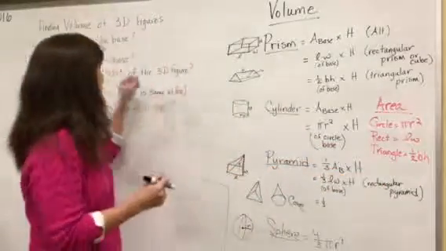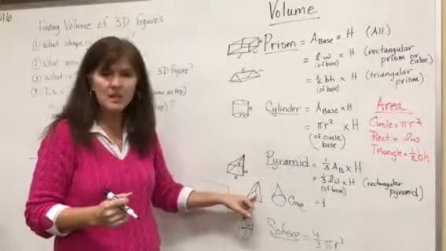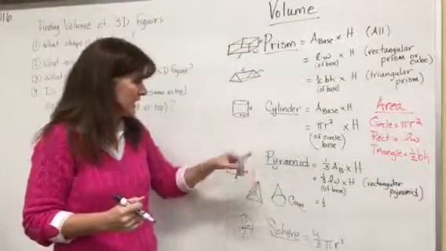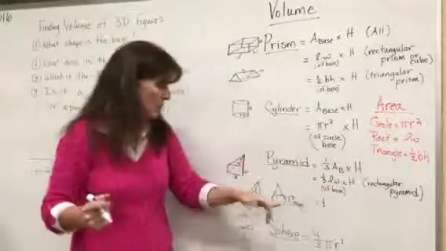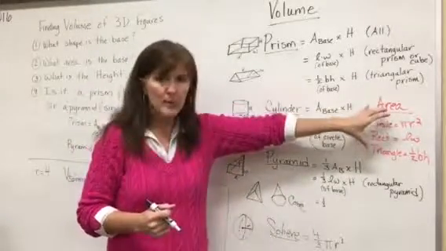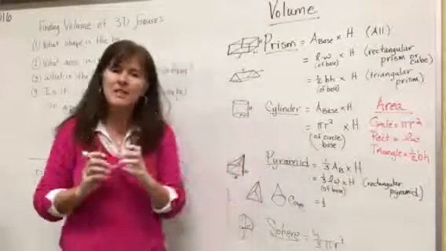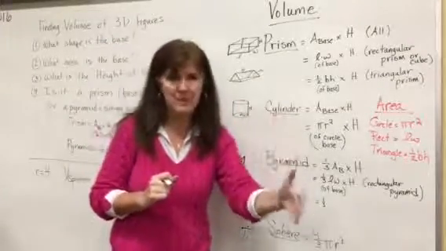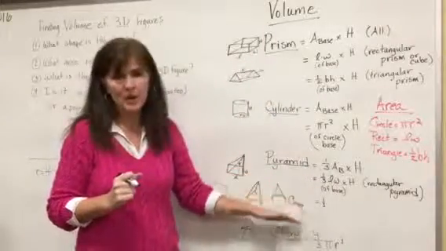Again, you ask yourself, what is the area of the base? If it's a triangle, it's 1/2 base times height. If it's rectangular, it's length times width. And if it's a circle, it's a cone, and it's pi r squared. So you can go back to this formula again for the base, but instead of just multiplying it by the height, you need to divide it by 3 and then multiply it by the height, and you will get the volume for a pyramid or a cone.